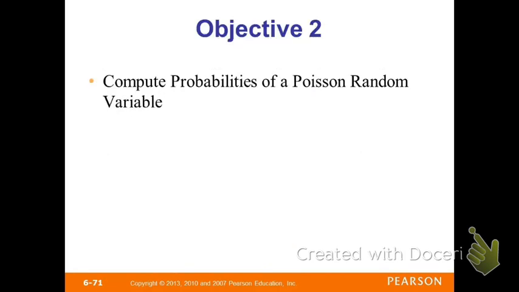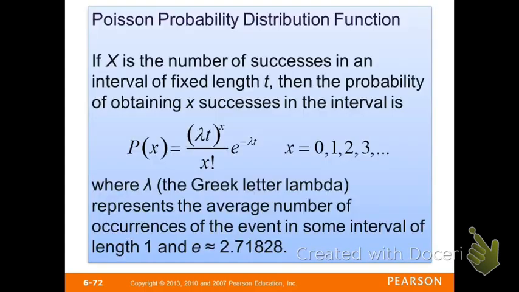Compute probabilities of a Poisson random variable. We have to know the formula for starters. If x is the number of successes in an interval of fixed length t, now t doesn't necessarily have to be time, it's just some interval of fixed length. Then the probability of obtaining x successes in the interval is given by this notation.